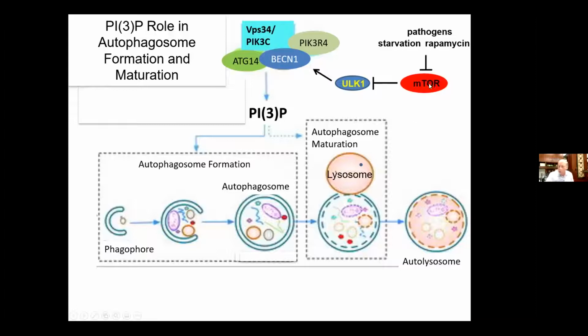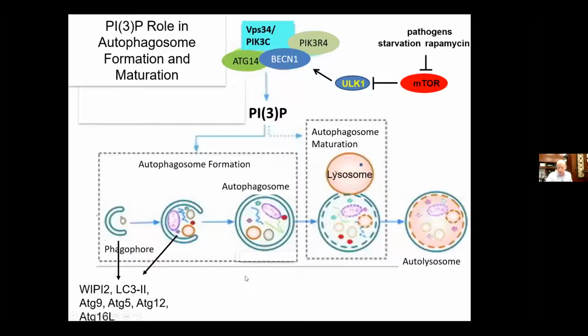And under normal, well-fed conditions, this kinase is kept inhibited by the action of mTOR, but various drugs or simply starvation or infection with pathogen can induce inhibition of mTOR, which then leads by inhibition of inhibition to the activation of this complex. Then you get the formation of PI3P, and PI3P then drives the formation of the phagophore through recruitment of a protein called WIPI2, which in turn recruits something called LC3.